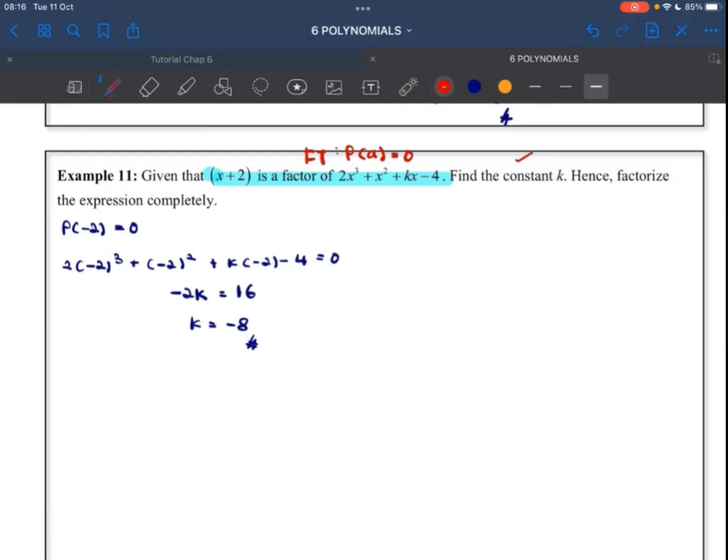Okay, tapi soalan ni ada sambungan lagi. Hence, factorize the expression completely. So what does it mean by factorize completely dekat sini? Must do long division. Okay, bila soalan kata factorize completely, kita mesti kena guna long division.